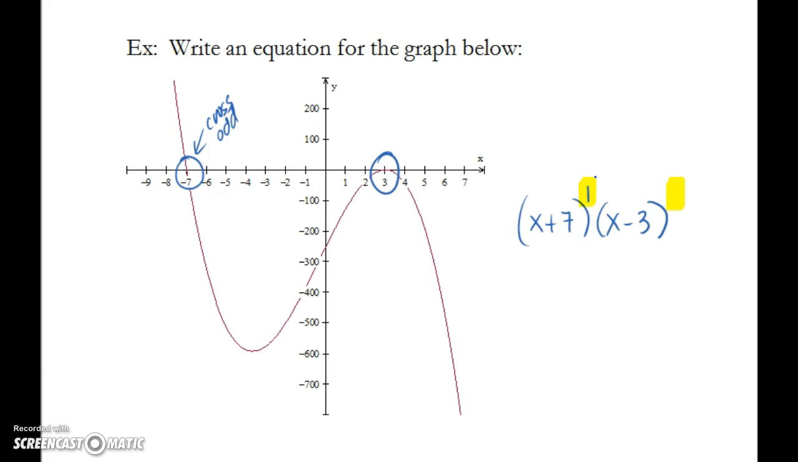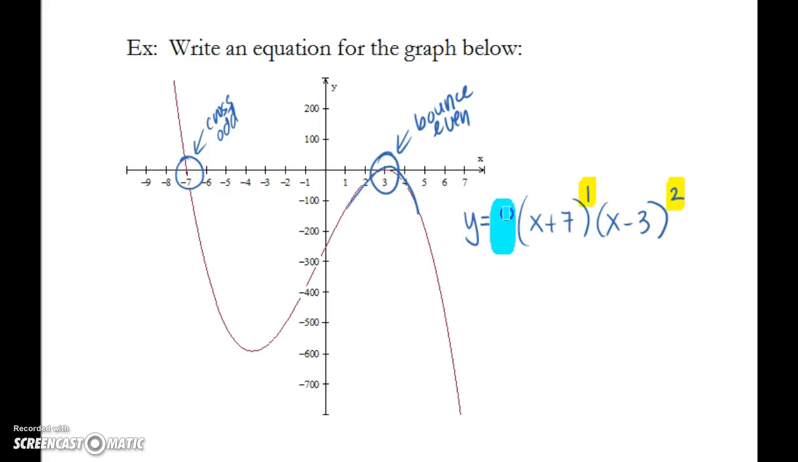Usually they're 1s and 2s. I mean, they could be higher, odd and even numbers, but generally I don't plan on giving you examples like that. Here at 3, it's bouncing. Notice it's going up and bouncing back down. And because this is a bounce, it's an even power on the factor, so let's do 2. So here's our equation so far.